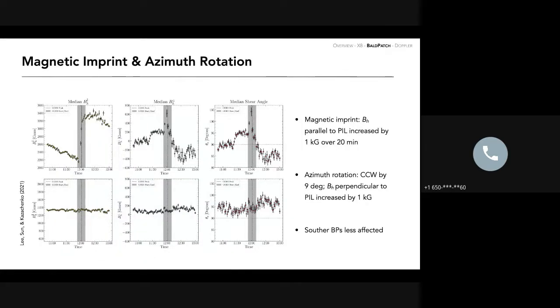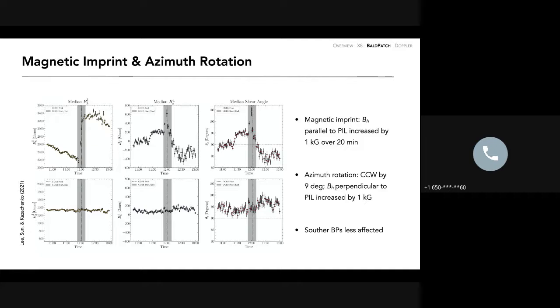So here is a quantitative comparison of the magnetic field properties. On the top is a time profile of the median horizontal magnetic field that is parallel to the neutral line, the north-south component. As you can see, after the flare, shown by the vertical gray band, the magnetic field enhanced strongly by almost 1,000 Gauss. In comparison, the lower part is the orange square on the lower right, where the bald patch survived. You can see the magnetic field almost didn't change.